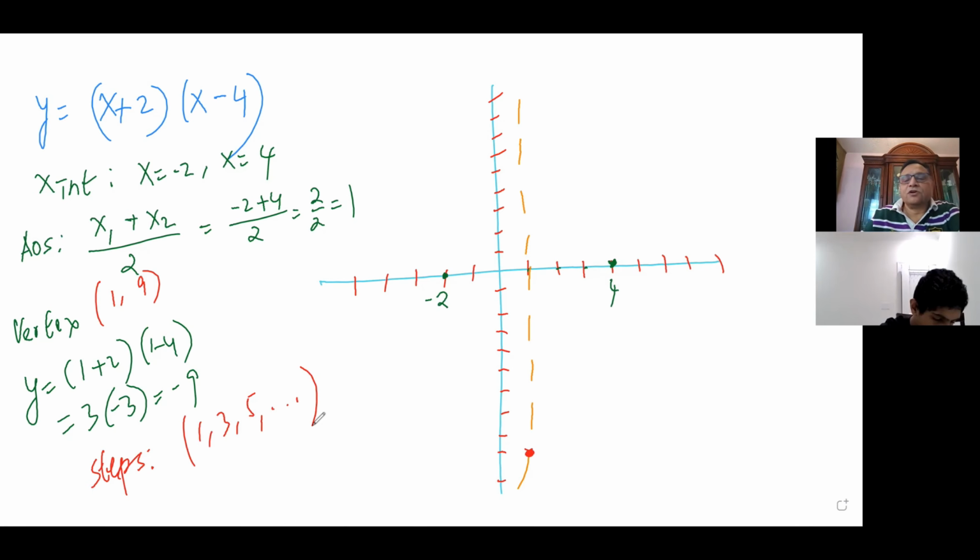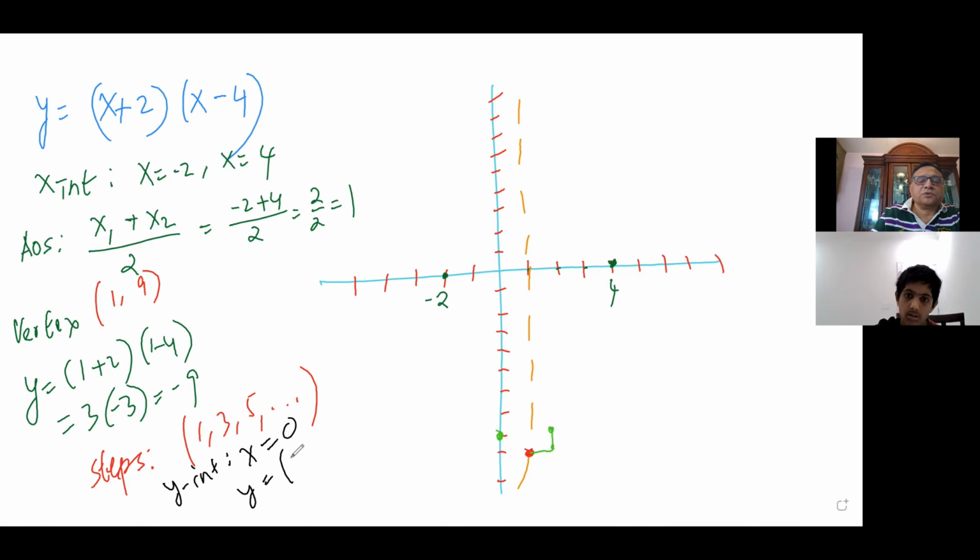So from here, if I go 1 unit to the left, let me take a lighter ink and we'll sketch from there. If I go 1 unit up, I go 1 up. So we get 1 point. And both ways, so that is my y-intercept, correct? We can also calculate the y-intercept. The y-intercept is when x is equal to 0. So we get y equals 0 plus 2 times 0 minus 4, and that is -8, and that is what I get. Do you see that?